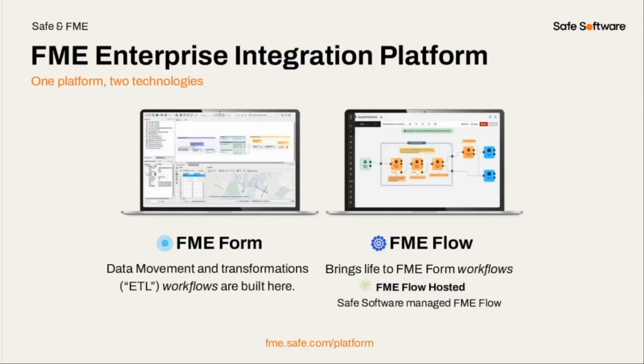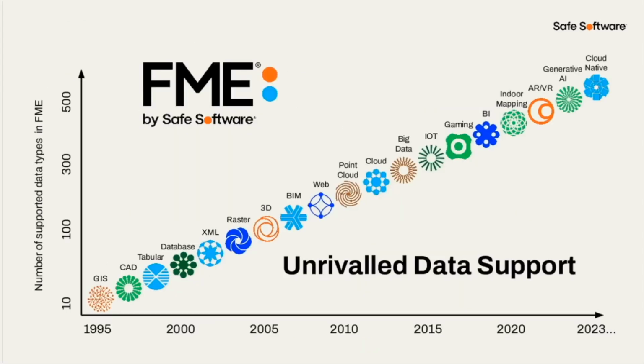So to go over FME briefly, FME is an enterprise integration platform. It has two main products: FME Form, where you author your workflows, and FME Flow, where you can automate those workflows. And we'll go over this in some of our demos as well. FME started with spatial data, but now we have support for all data.